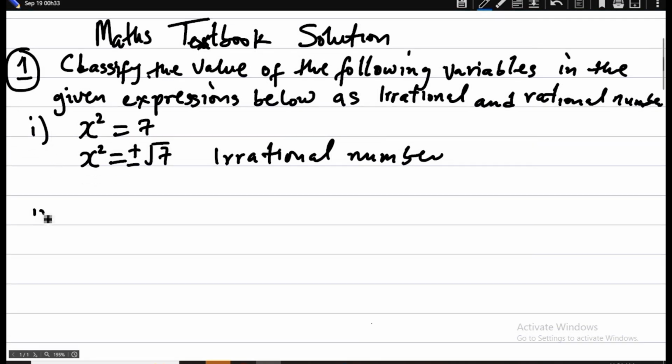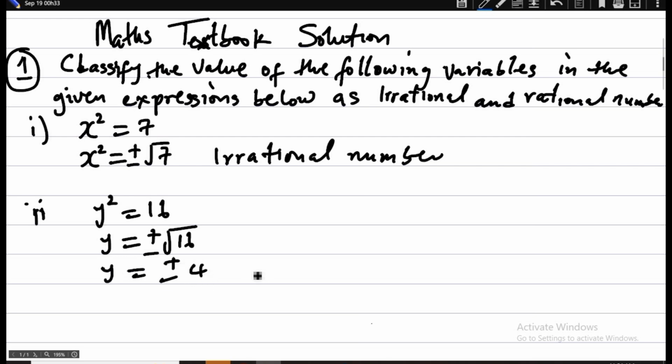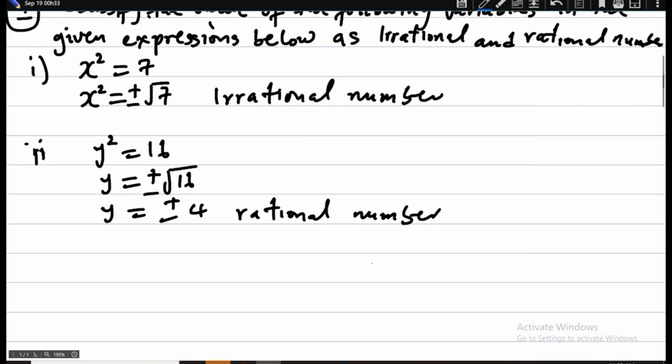Okay, so we go to II. They gave us that y squared is equal to 16. So we're going to have that y is equal to the square root of 16, with our plus or minus. So therefore y is equal to plus or minus 4. So this is a rational number. Okay, so we go to question number III.